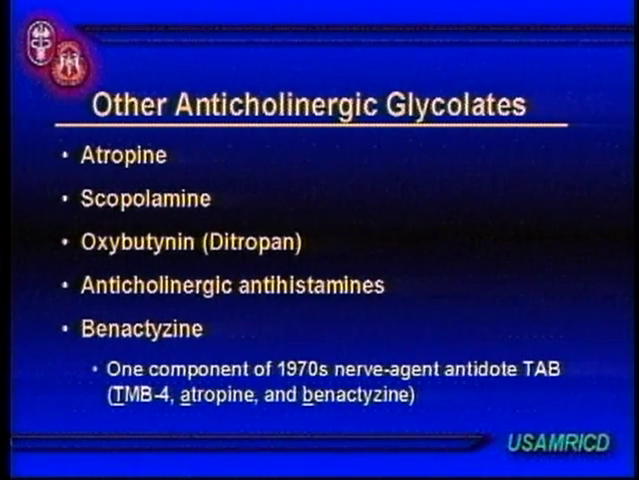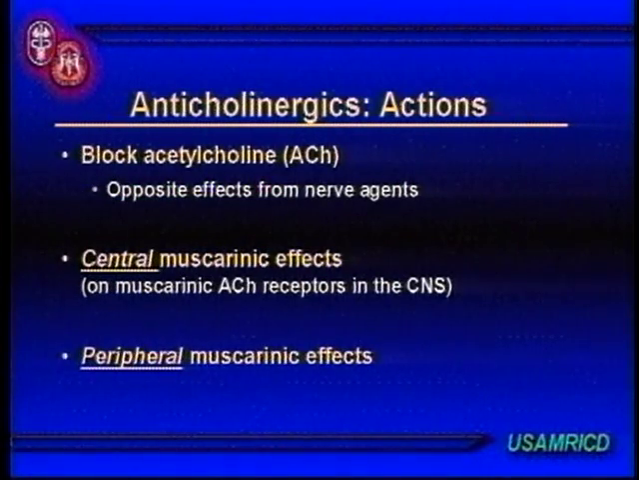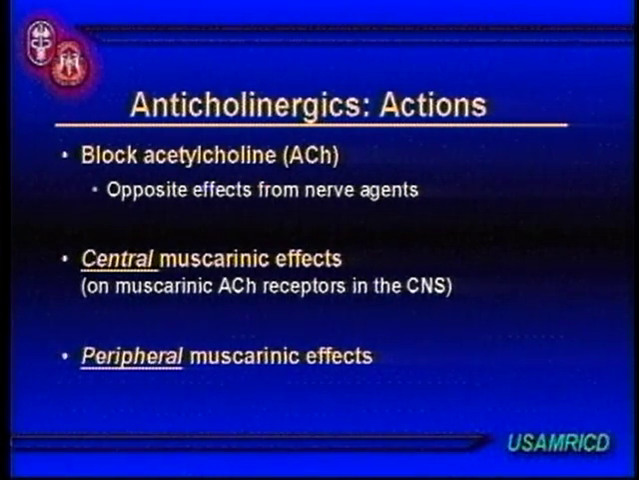Benactyzine deserves mention because benactyzine is an anticholinergic that we actually used to use as a nerve agent antidote. There used to be something that we called TAB, that was a mixture of three compounds, TMB-4, atropine, and benactyzine, which is this other anticholinergic. But what do they do? They block acetylcholine. They're duds in and of themselves. Atropine has a few minor primary actions, but its major action is to block acetylcholine. And for these agents, we're talking about central effects and peripheral effects. And that'll become important in diagnosis, because the patient will present to you with peripheral effects and also some very significant central effects. And if you see the hallucinations and you also see at the same time some peripheral anticholinergic effects, think anticholinergic, think incapacitating agent.